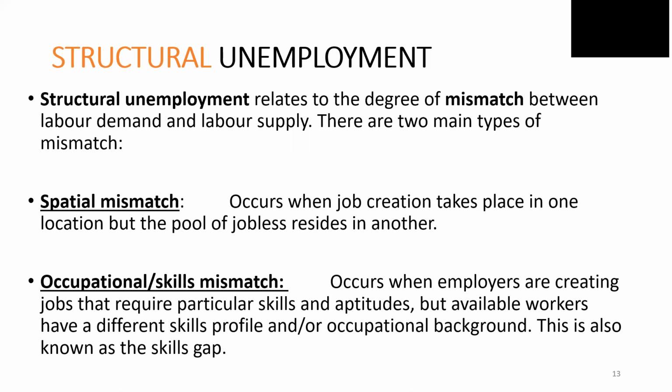Last type of unemployment we'll look at is structural unemployment. This is about the degree of mismatch between the kind of jobs that employers are offering and the kind of skills that the workers are bringing to the table. So two types of mismatch are spatial mismatch and occupational mismatch. A spatial mismatch, or a geographical mismatch, happens when the jobs are being created in one area, but the unemployed group live in another area. And a skills mismatch is when employers want one set of skills, but the workers have got a different set of skills.